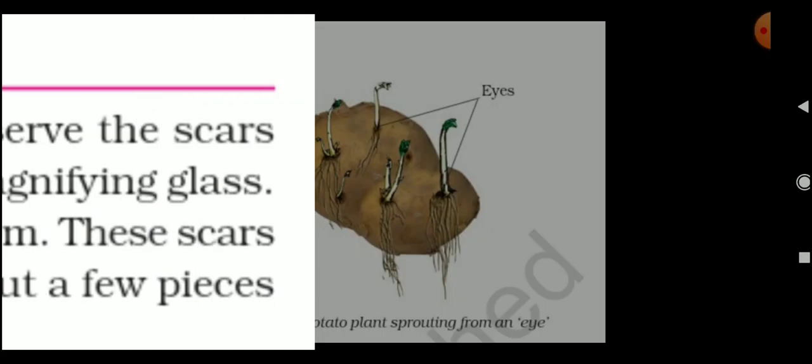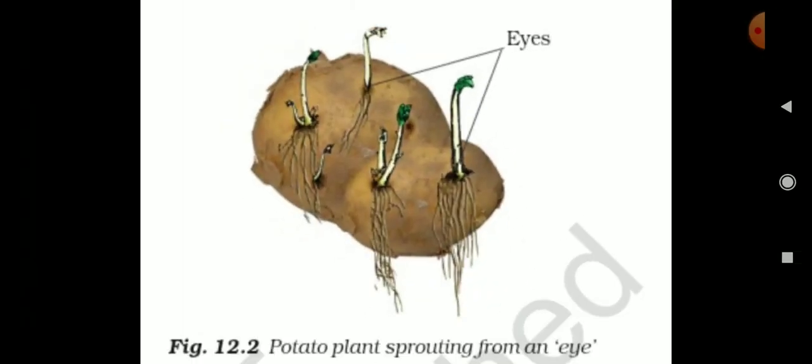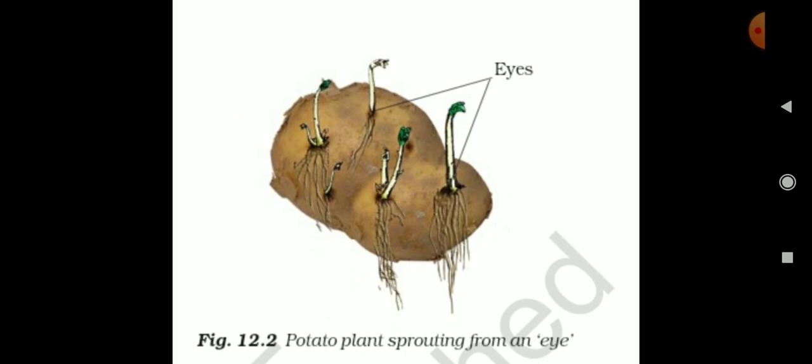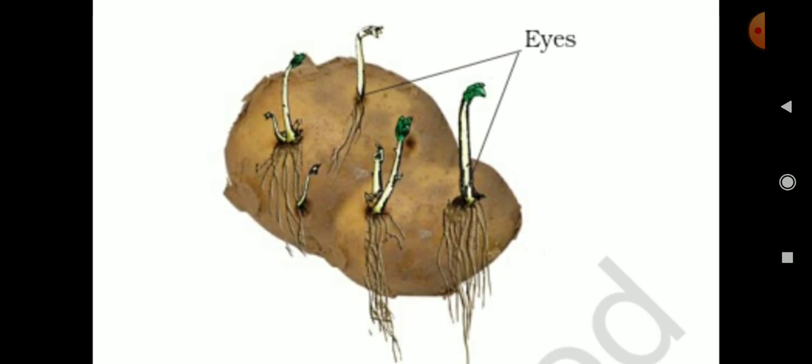Cut a few pieces. All of you see this picture. Potato plant sprouting from an eye. This one is a part of an eye. Cut a few pieces of potato, each with an eye, and bury them in the soil. Water the pieces regularly for a few days and observe their progress. What do you find? Likewise, you can also grow ginger and turmeric.